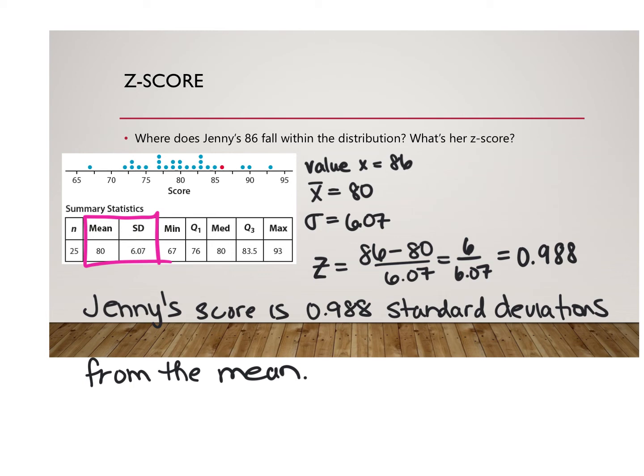All of our answers need to have context. So we don't want to just say it's 0.988. We want to make sure our sentence tells what the problem is about. It's about Jenny's test score. Okay.